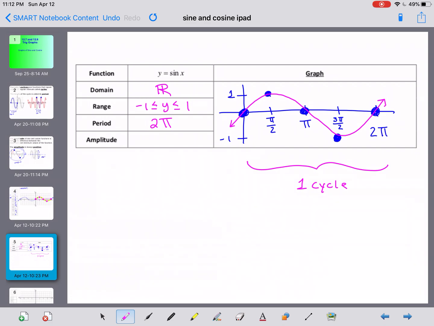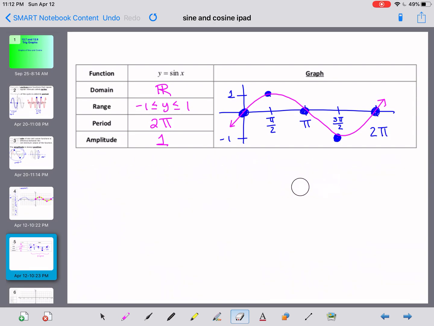And the amplitude, again, take the highest and lowest, that total distance, which is 2 in this case. Half of that is 1. So the amplitude is 1. This is a function. It passes the vertical line test. Notice that the inverse would not be a function. If I did the horizontal line test, the inverse is not a function, which is why we did all those restrictions back in the previous chapter, okay?